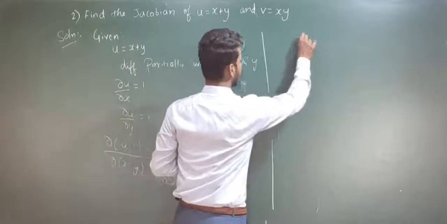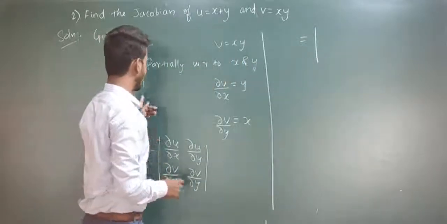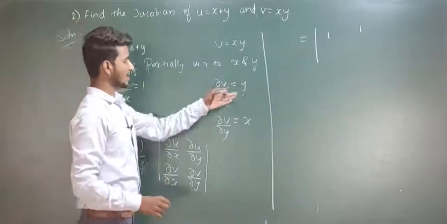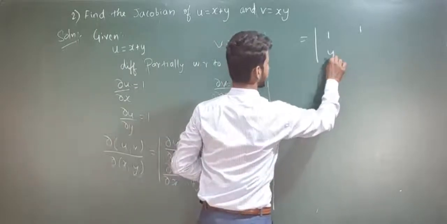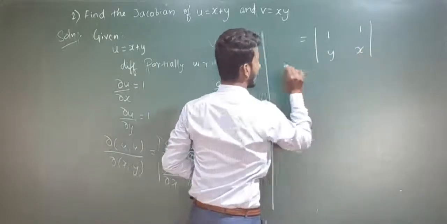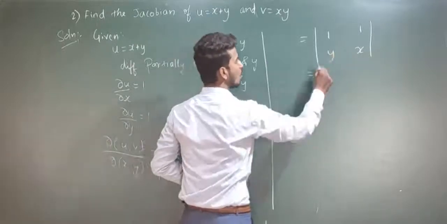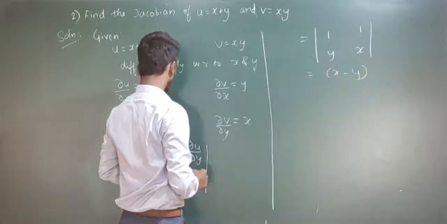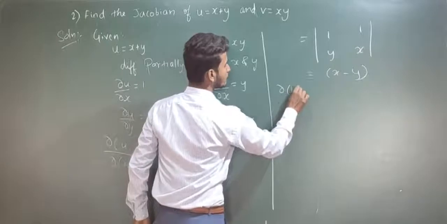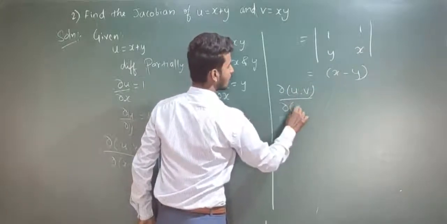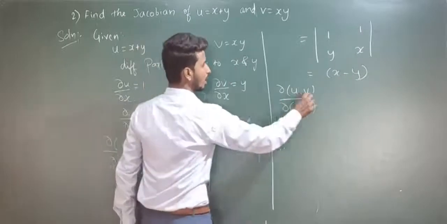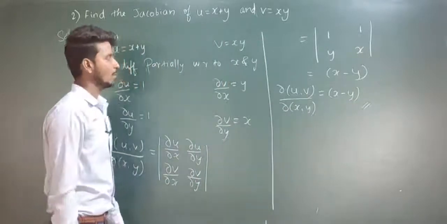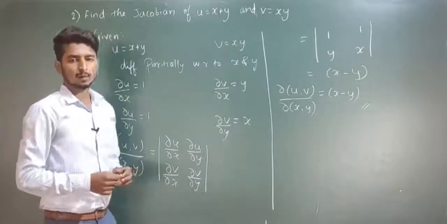So next we will substitute the values in the determinant, that is dou u by dou x is 1 and dou u by dou y is 1. Next, dou v by dou x is y and dou v by dou y is x. Now we will solve the determinant, that is x into 1 is x minus y into 1 is y. So your Jacobian dou of u comma v divided by dou of x comma y is equal to x minus y. Yes, this is the value. Next we will see the next problem.